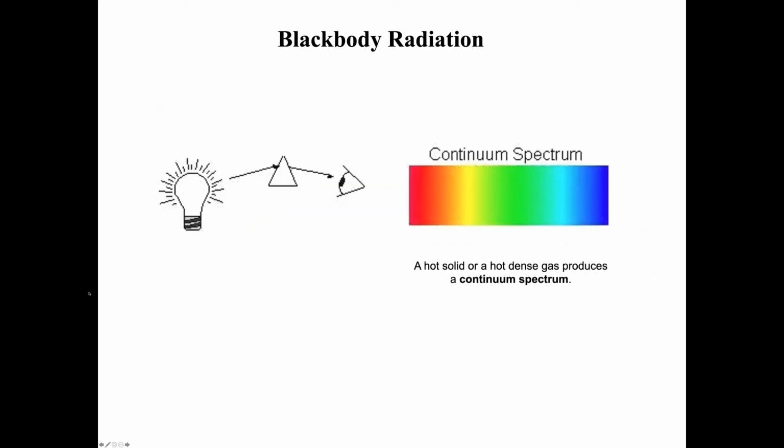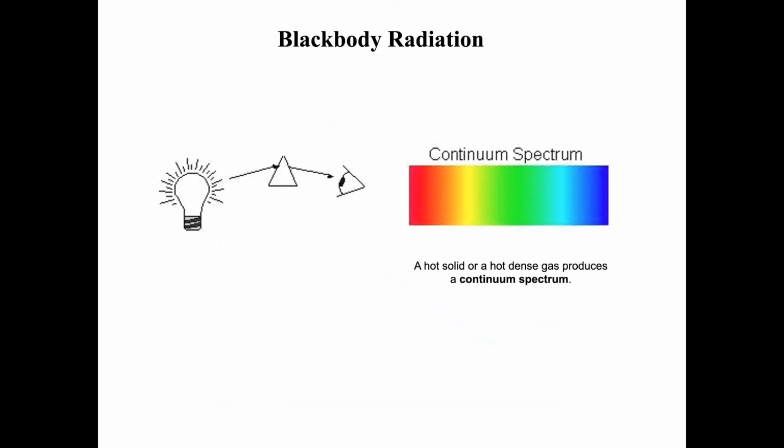So this is what I call one of the first laws of spectroscopy. Spectroscopy is the study of the interaction between matter and radiation as a function of the wavelength or frequency of that radiation. So this law states that a hot solid or a hot dense gas produces a continuum spectrum. You have here, in this case, a lamp, so either a hot solid or a hot dense gas. You pass the light through a prism that is decomposing it into its wavelengths, and what you see is a continuum spectrum. You see all of the colors from red to blue.